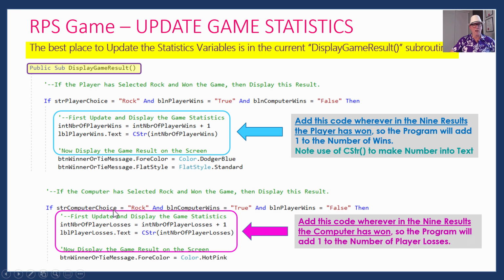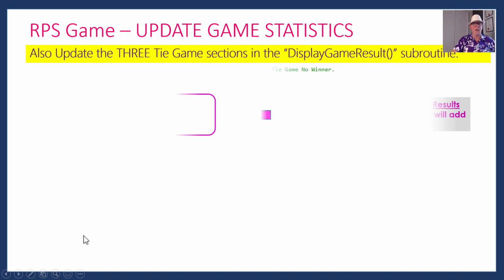And then you'll also got later on in that same subroutine, it's got if the string computer choice is rock and the computer's won and the player didn't win, then we need to put the player losses. So if the computer's won, that means the player lost, basically. So add one onto the player losses, convert it into a string and put it out on the form so we can see it. And then we'll also need to be doing one for the tie games.